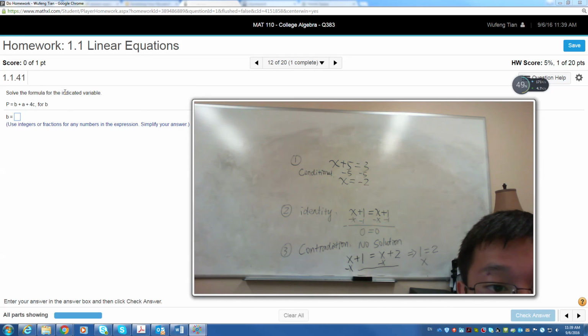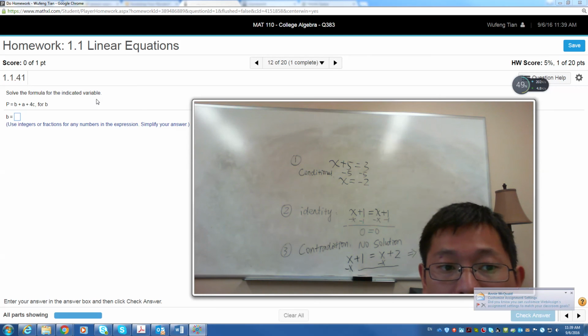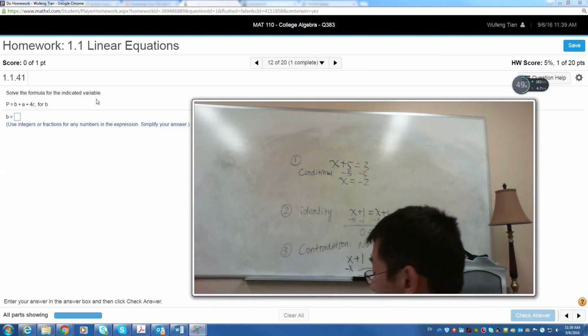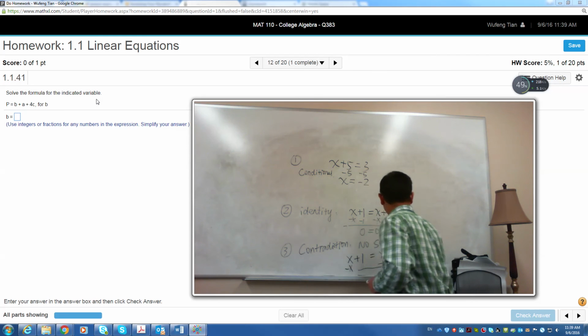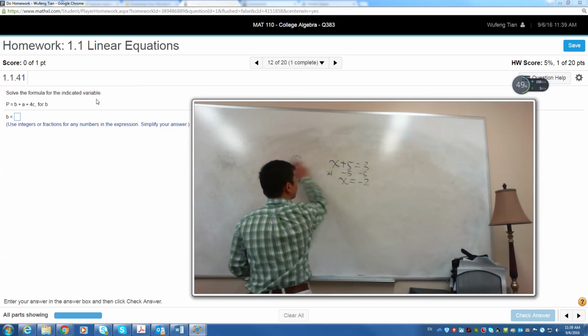Solve the formula for the indicated variable. So this is solve for B. Solve for a variable, it means what? It means isolate that variable. Now we want to solve for B. Basically we want to isolate B. I think it's pretty simple, but I still give you a little bit of help on this one. It's just a one step thing.